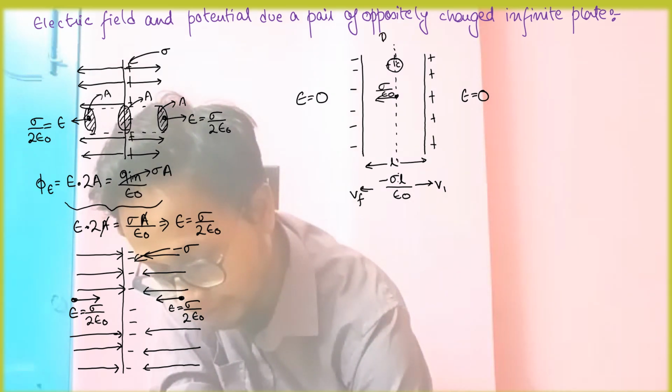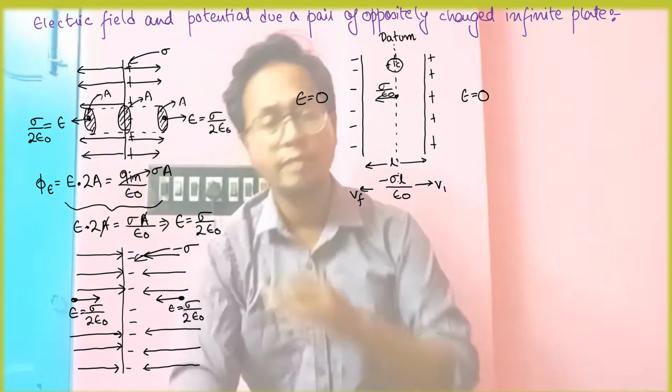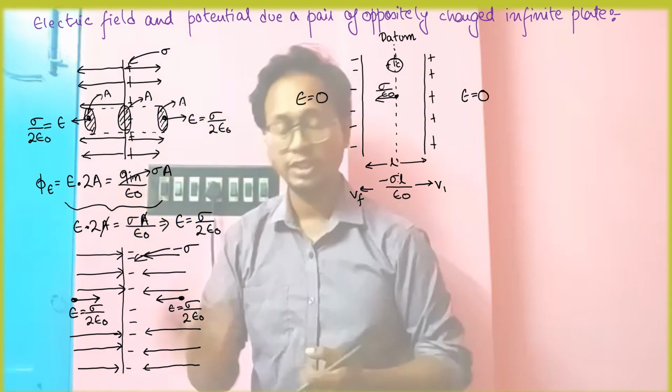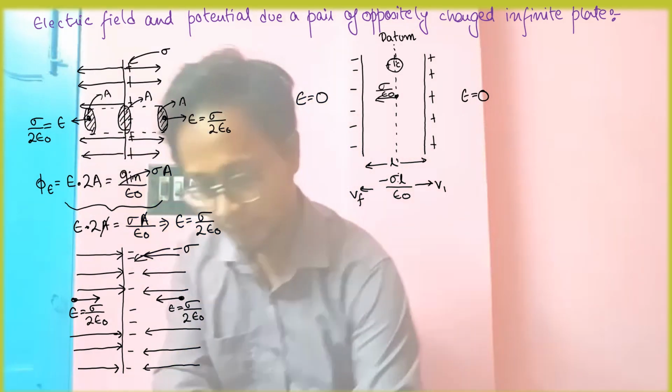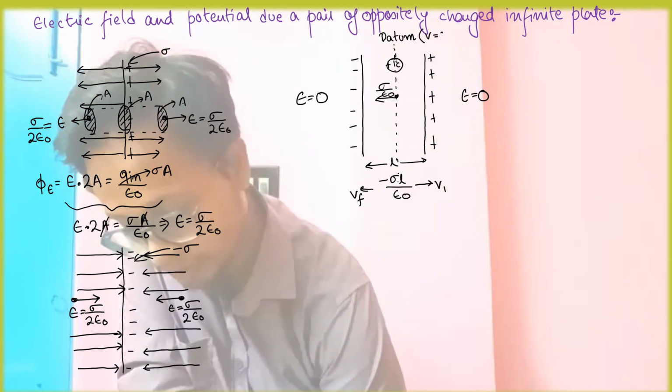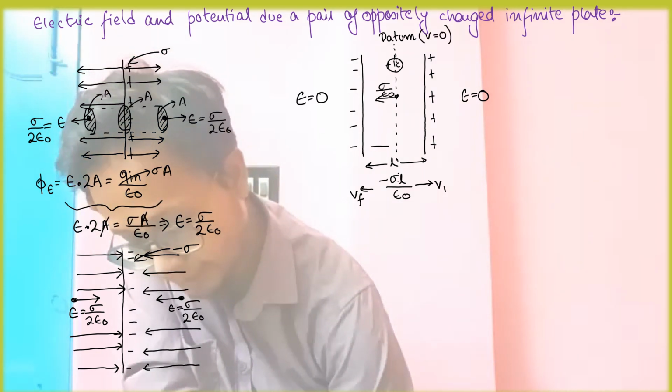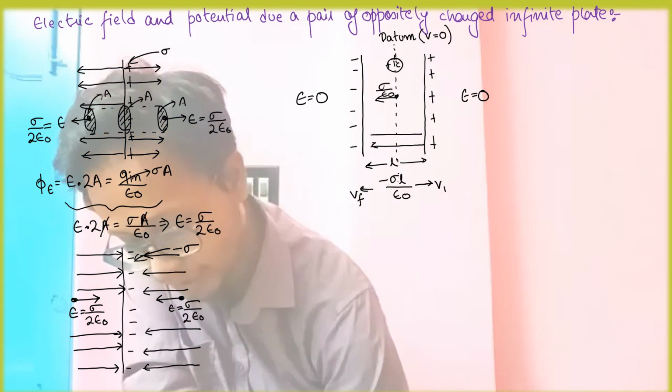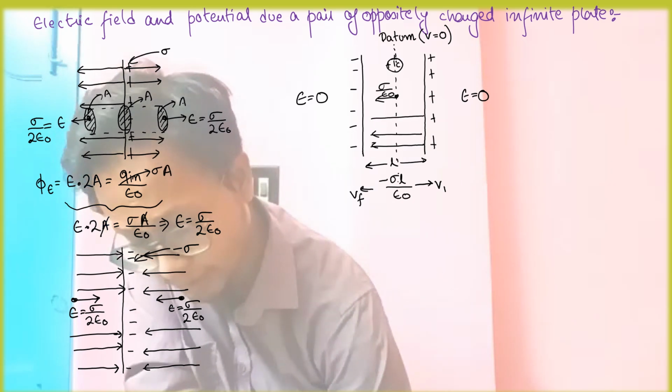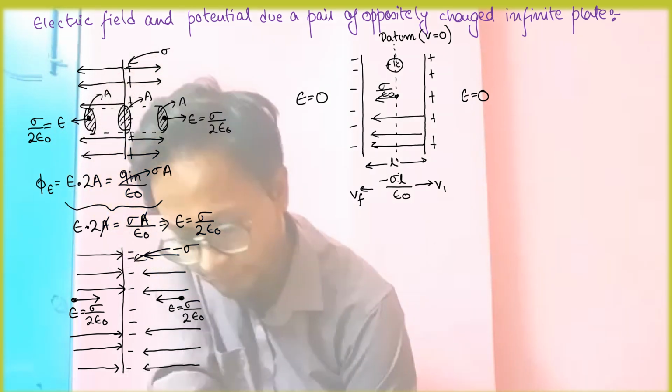This is the datum line, or reference plane, or base plane. Out here the potential is equal to 0. The electric field is in this direction, from positive to negative charge, and the electric fields are parallel to each other, which I've already said.